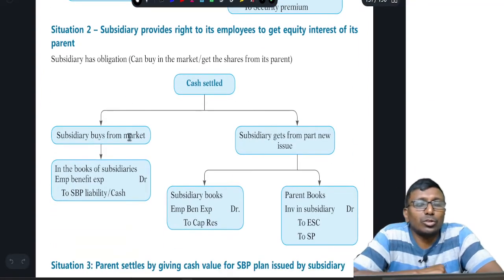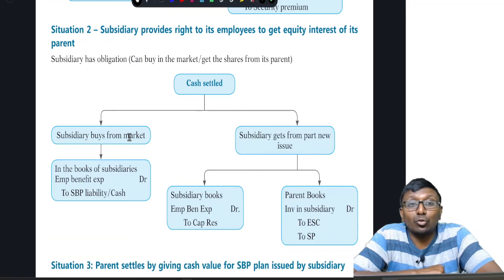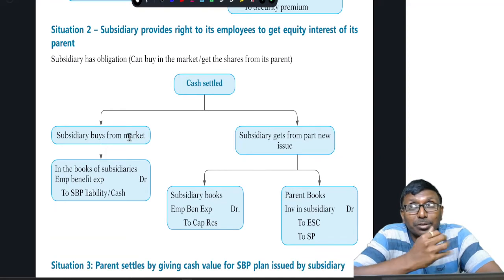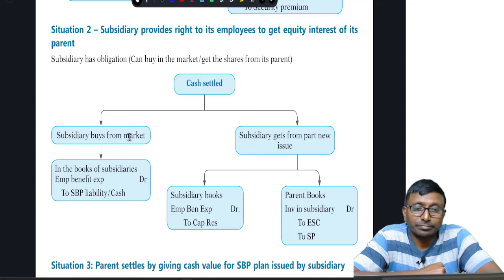And situation number 2 is what? Subsidiary providing the right to its employee to get the equity interest of its parent. Means subsidiary company only, what will happen? Subsidiary company will purchase the shares in the market and give it to employee. Okay, right. So here how can it happen? It can buy the shares in the first option.